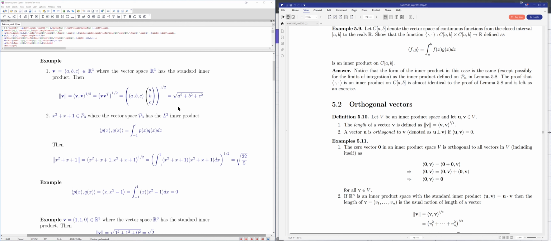And this is your standard idea of the length of a vector. So if you use the standard inner product, then your length is really just your normal definition of length: square root of a squared plus b squared plus c squared, where a, b, and c are your components.